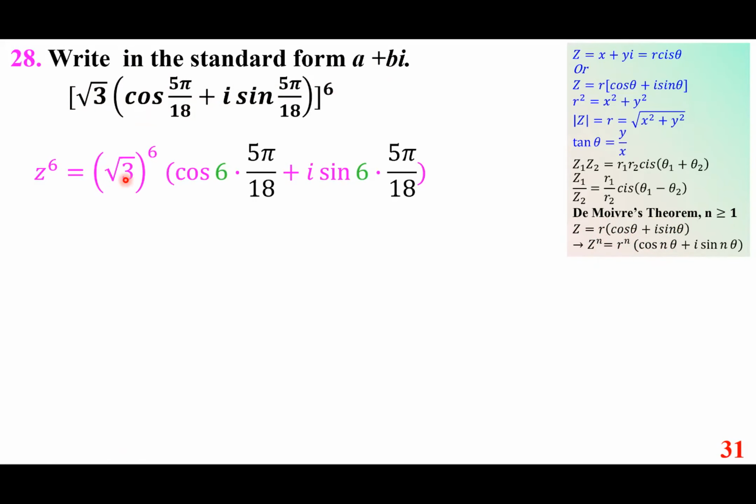This is the same as 3 to the power of 1/2, to the power of 6, which becomes 3 cubed. And in this one, 6 goes away, and 18 changes to 3. Now, 3 cubed is 27. 5 pi over 3, the reference arc is pi over 3. 5 pi over 3 is in the fourth quadrant, so let's just first write.